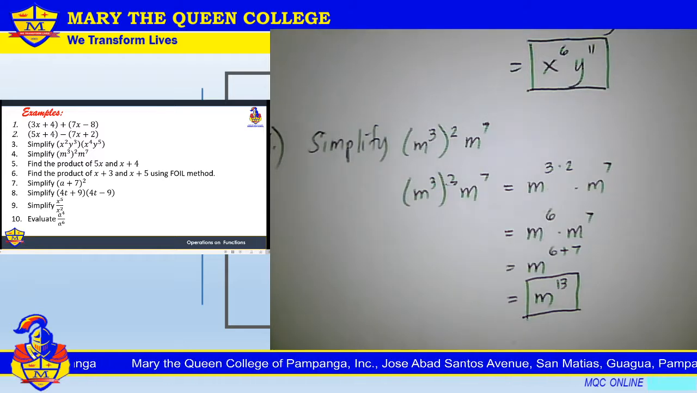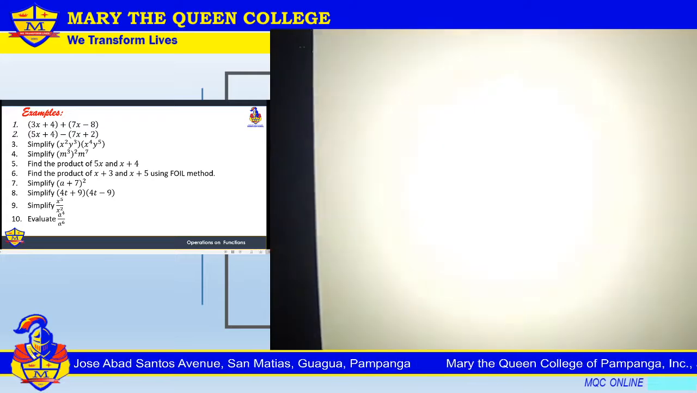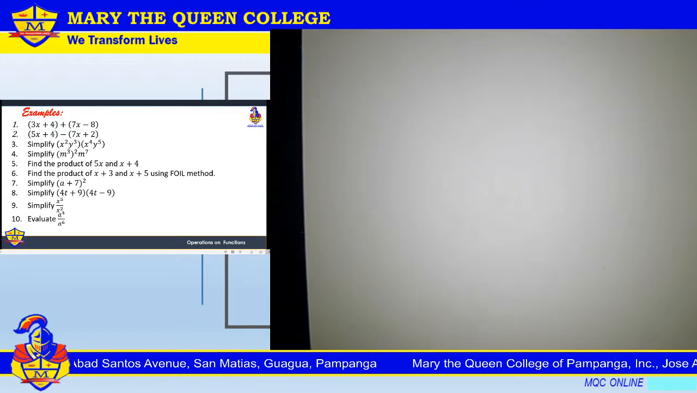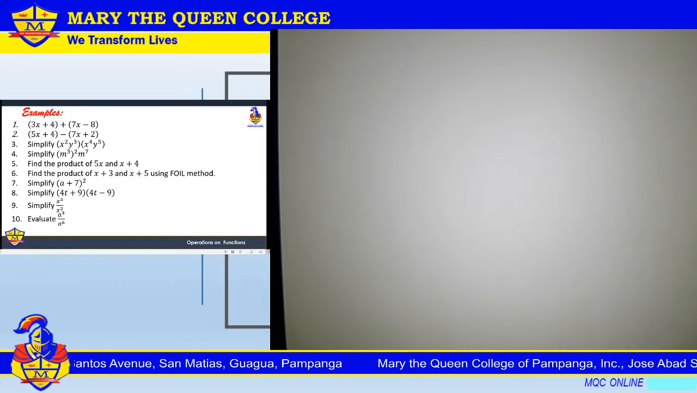That's how easy it is. So the simplest form of the quantity m cubed squared times m raised to 7 is m raised to 13. Then we have the next example. We are now on number 5.